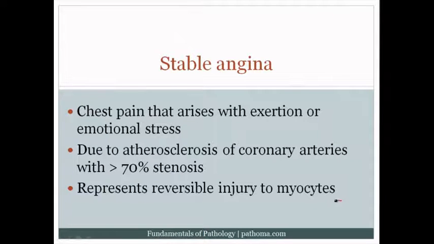Now, it's very high yield to note that when you get stable angina, you have reversible injury to the myocytes. So the cells do not die, they simply undergo reversible injury. And remember from chapter 1 of this text that the hallmark of reversible injury is cellular swelling. One more point to note is that when the patients have atherosclerosis, they're only going to get angina when there's greater than 70% stenosis. If there's less than 70% stenosis, the patients are relatively asymptomatic, even with exertion.